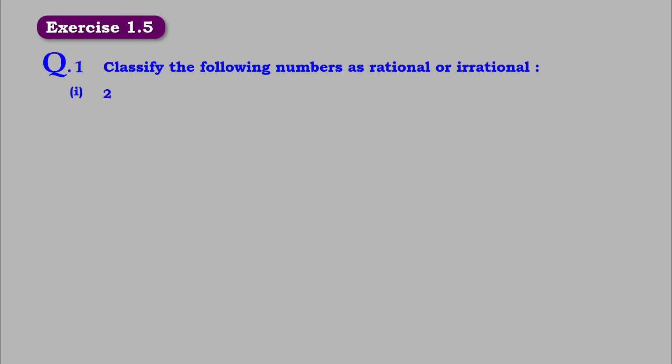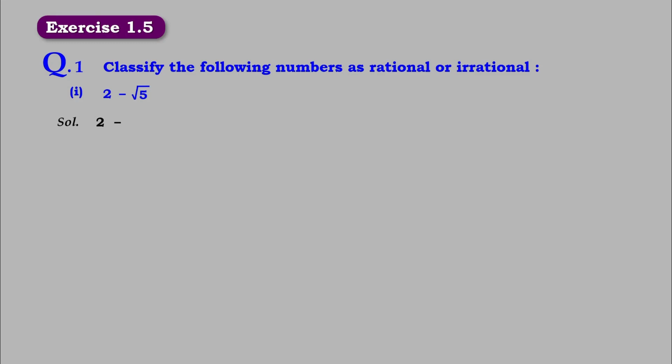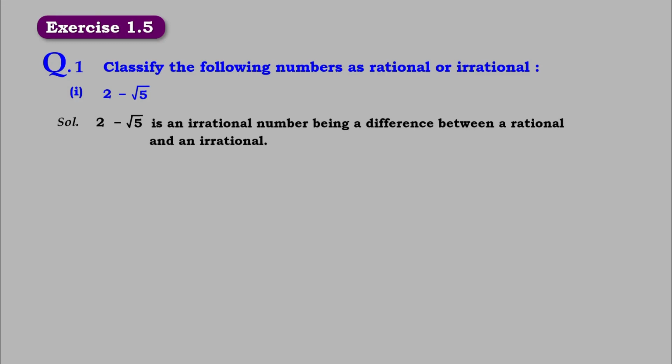Now lecture 5. Exercise 1.5. Question number 1. Now let us classify the following numbers as rational or irrational. We know that a rational number minus an irrational number always gives an irrational number. So 2 minus root 5 is an irrational number because the difference between a rational and an irrational is always an irrational number.